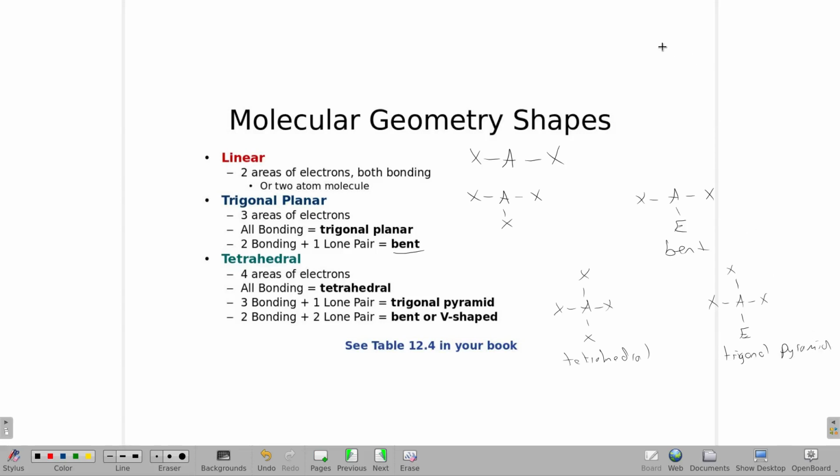I'm going to move up here. I can't write at the bottom of this page. Two X's and two E's. This was water. And it's just called bent. Book says V-shape as well, but I don't really ever see many people call it that. I think they do the V-shape or bent to try to distinguish these two. But your book's the only one I've ever seen that does it that way. Most call them both bent or V-shaped.